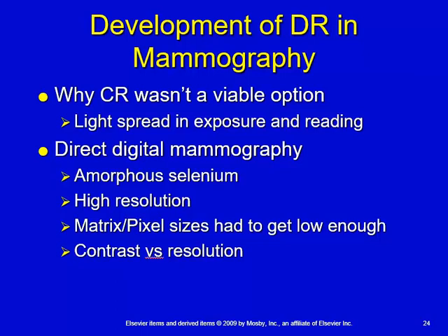So it wasn't until the DR phosphors got small enough that we could detect and visualize those microcalcifications that mammography could get away from films. It wasn't until direct digital mammography came about with amorphous selenium with very high resolution, and the dynamic range was ideal for mammography. So the pixel sizes had to get small enough. The contrast was good, we could manipulate the image and draw out the contrast, so the spatial resolution was the issue. The contrast resolution and dynamic range wasn't a problem in mammography.